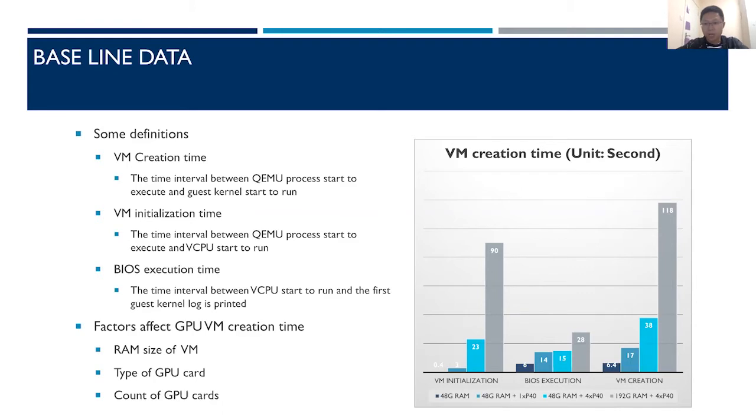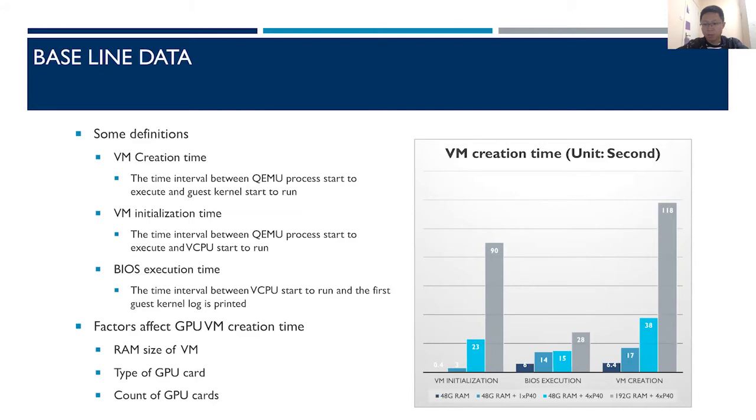Virtual machine creation time is defined as the time interval between the QEMU process starting to execute and the guest kernel starting to run. It's divided into two parts. The first part is virtual machine initialization time, which is defined as the time interval between the QEMU process starting to execute and the vCPU starting to run. The second part is BIOS execution time, which is defined as the time interval between the vCPU starting to run and the first guest kernel log being printed.